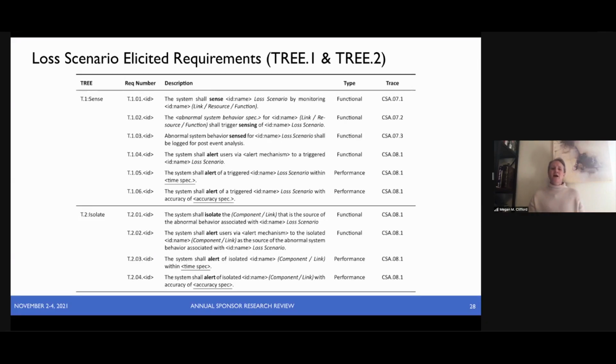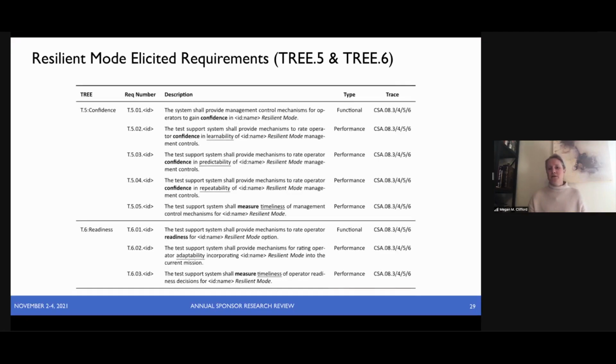So in the next slide, we also have the resilient mode elicited requirements, which are our trees 5 and 6. So we have our confidence and our readiness. Just reading for an example again from the top one for our tree 5 and our confidence, the requirement number, and then the description: the system shall provide management control mechanisms for operators to gain confidence in, ID name, resilient mode, and that's also a functional requirement, and traces back to CSA 08.3, 4, 5, and 6.